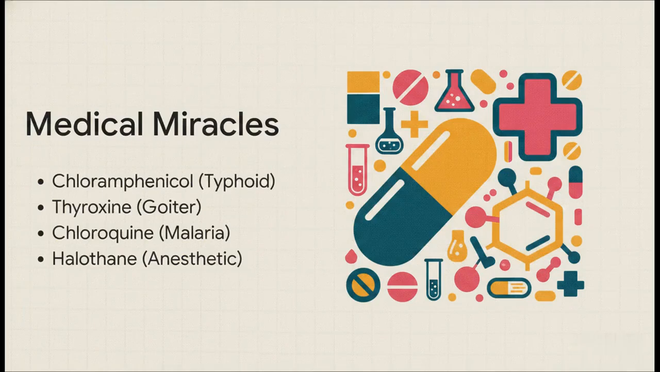And the stakes for mastering these specific blueprints, they're sky high. We're not just playing around with abstract theory here. We're talking about literal medical miracles. Take chloramphenicol, for instance, a chlorine-based antibiotic that's an absolute powerhouse against typhoid, or thyroxine, an iodine-containing hormone our own bodies make, where a deficiency leads directly to goiter. And then you've got the synthetic heavy hitters, chloroquine for malaria and halothane, which completely revolutionized modern surgical anesthetics. These molecules aren't just fascinating, they literally save lives every single day.